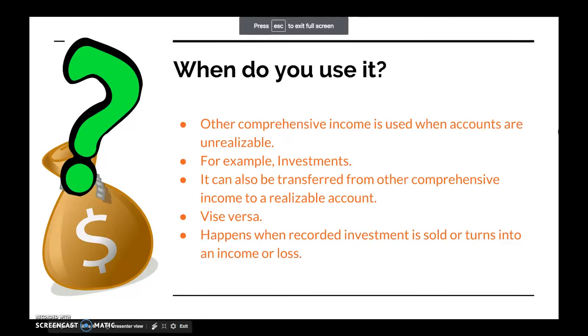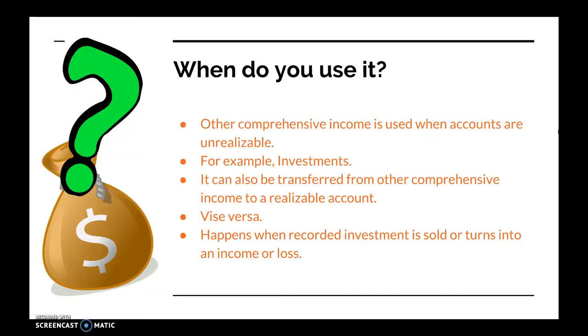Now that you know what other comprehensive income is, when do you use it? Well, when revenues, expenses, gains, and losses appear in other comprehensive income when they have not yet been realized. Something that has been realized when the underlying transaction has been completed, such as when an investment is sold. When do items in other comprehensive income switch to an unrealized gain or loss? Items in other comprehensive income can also turn into a realized gain or loss.